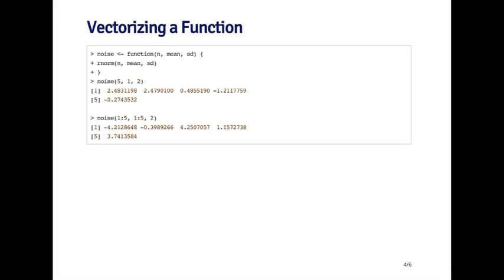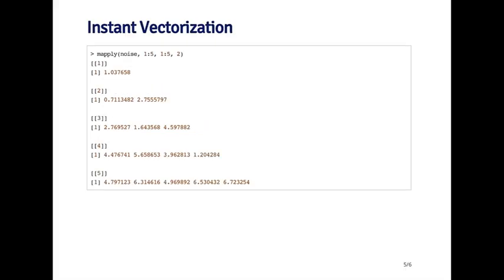However, this function doesn't work correctly if I pass a vector of arguments. Now I get a vector of 5 when I pass it 1 through 5 and 1 through 5. But what I really want is one random normal with mean 1, 2 random normals with mean 2, 3 random normals with mean 3, and so on, up to 5 random normals with mean 5. That's what I get when I use the mapply function to vectorize this noise function.